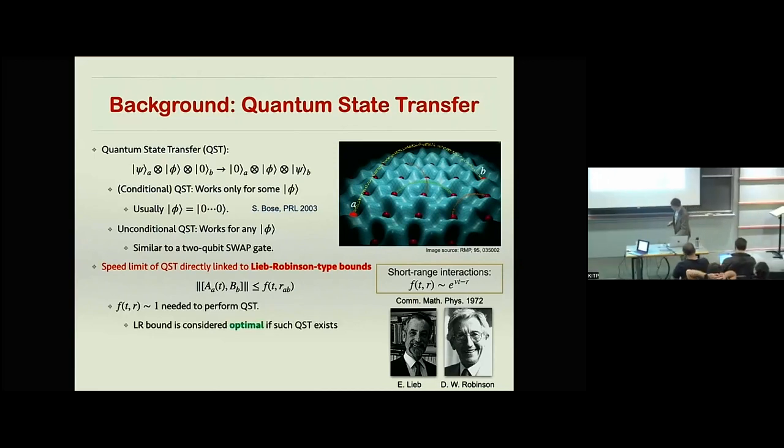The reason quantum state transfer is particularly relevant for these Lieb-Robinson type bounds is that you need the right-hand side of this inequality to be on the order of 1 in order to perform a quantum state transfer, because you are basically transferring information from side A to B. Any operator on A gets transferred to an operator on B, and this commutator becomes non-zero. We consider a Lieb-Robinson type bound to be optimal if we can find a quantum state transfer that gets the right-hand side to 1.